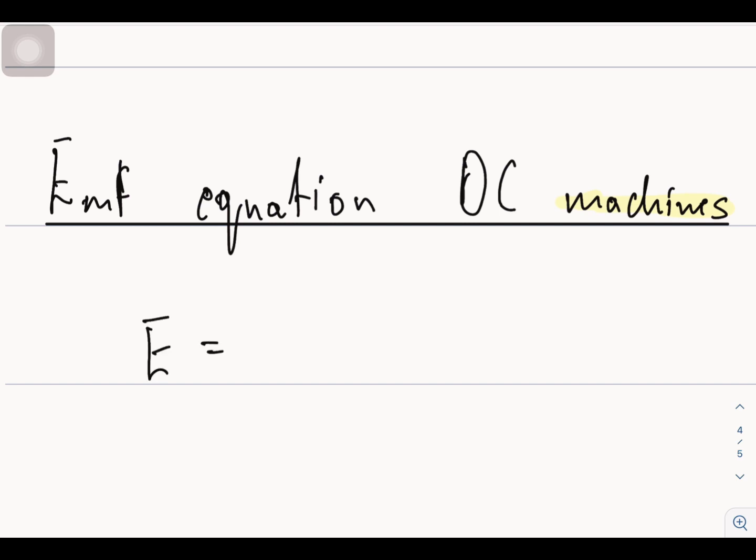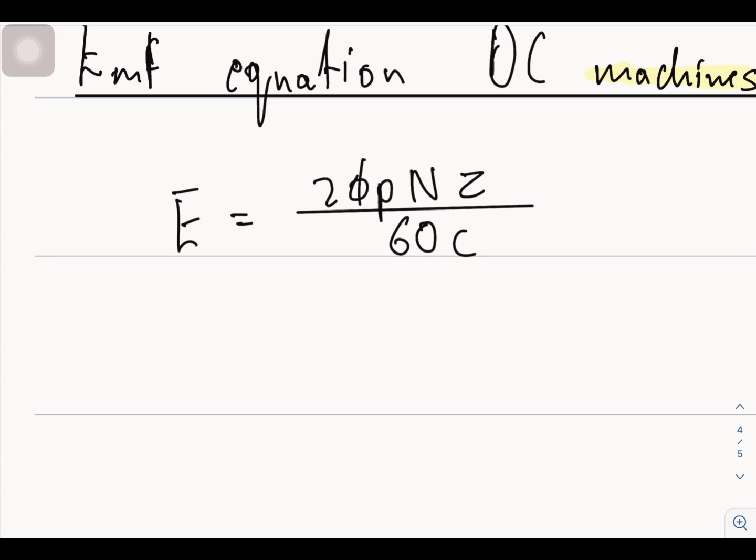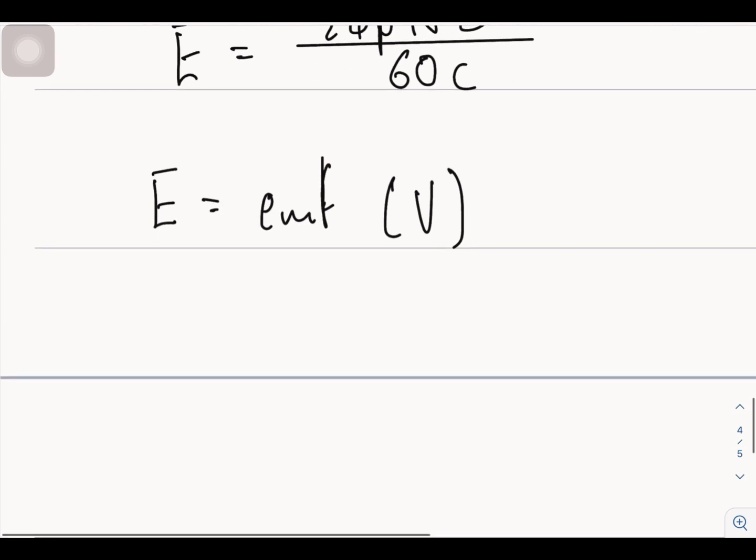Okay, and this equation goes as follows. E equals 2 times flux times P times N times Z over 60 times C. Now I want to talk about the quantities in the equation and their units. E is the EMF, and we know that EMF is measured in volts.